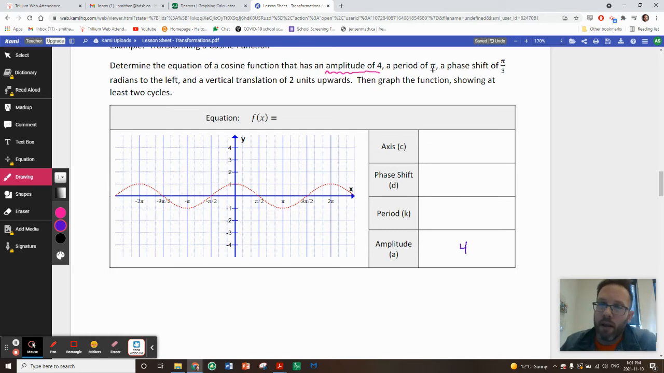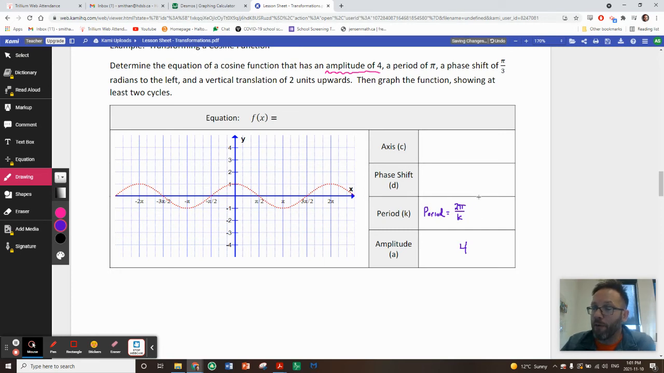The period is pi. This is going to help us find K. So how do we find K? Well, actually, let me rewrite. The period is always equal to 2 pi over K.